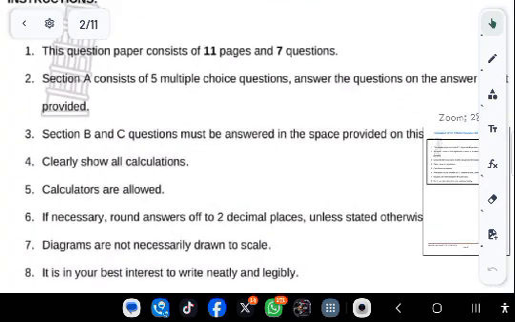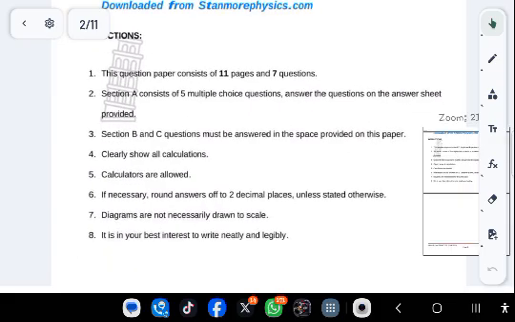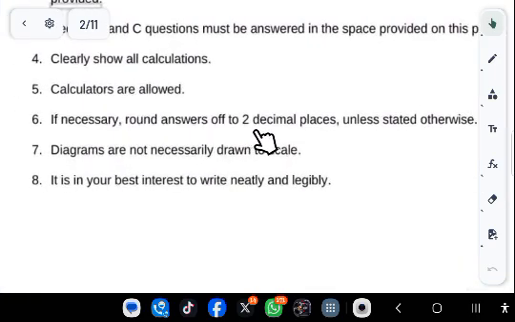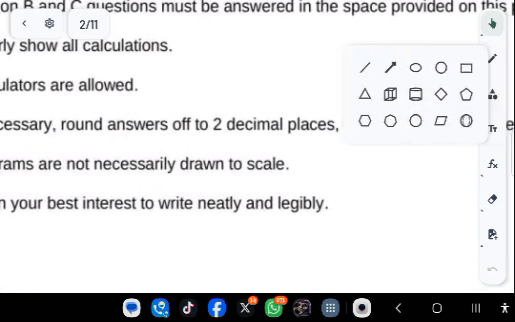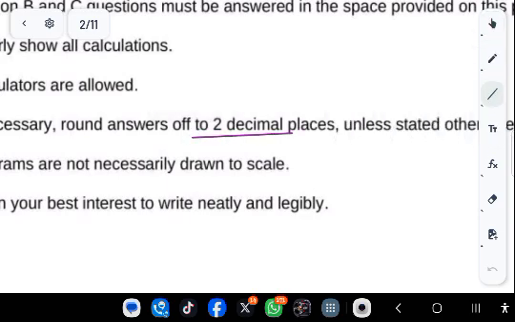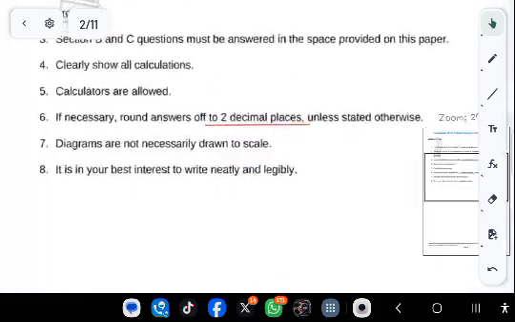Now, section A has got 5 multiple choice questions. Answer the questions on the answer sheet provided. If necessary, round answers off to 2 decimal places. 2 decimal places, not 1. 2 decimal places. Now, this is important because that's how you will be marked. You will be also marked on how you round off. So that is important for you to know and understand.